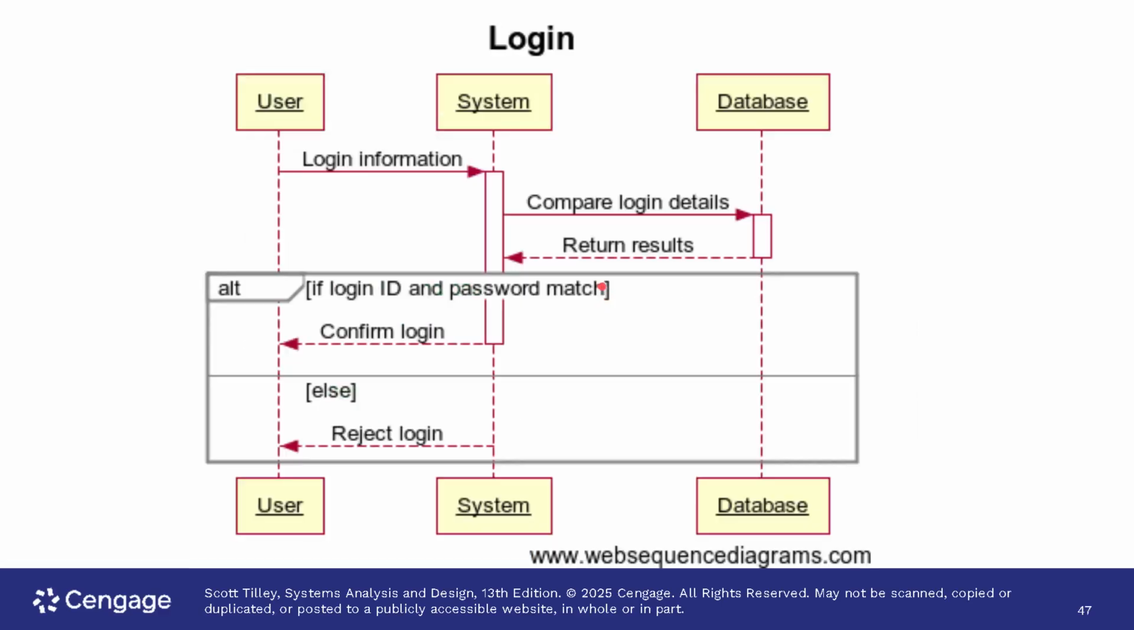Another example here, I have a user logging into a system. So I have three actors, a user, system, and a database. About every system is going to have a database in there somewhere. So they provide login information. I think they made a mistake here.